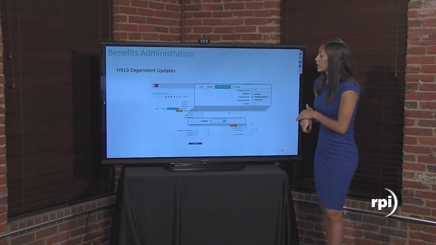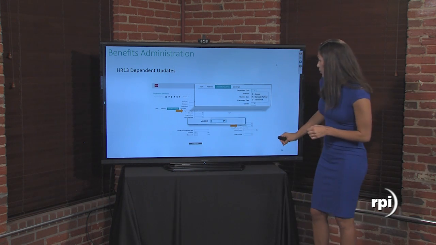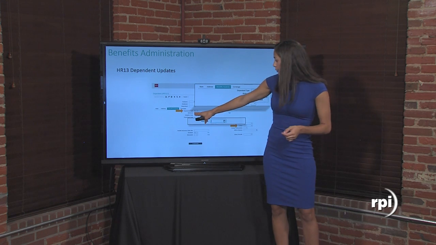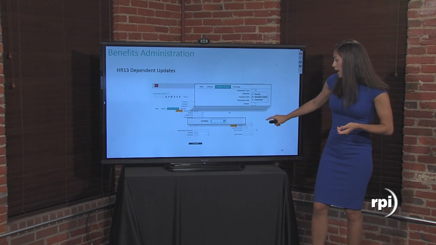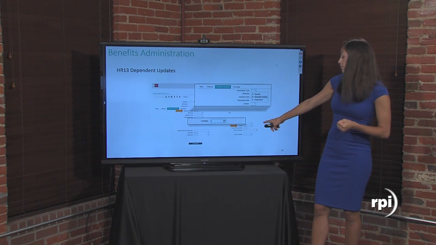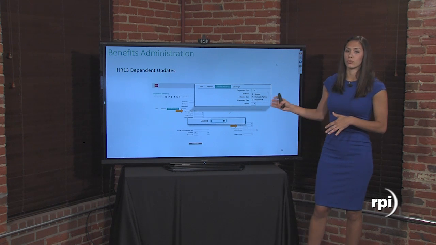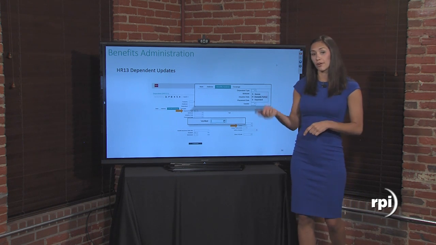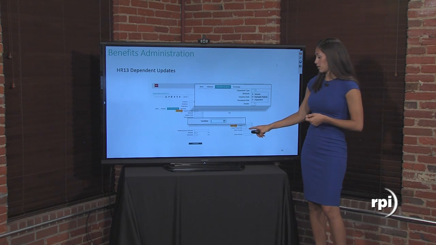Into benefits a little bit here. This is your HR13 dependent screen. A couple updates. First we have dependent type right here. They've added a new option to select domestic partner. And then down here, over on the right-hand side, we have a new date field called verified. So if you track dependents that are students and you need to track that you verified that a dependent is a student, you can put the date that you verified that in right here.